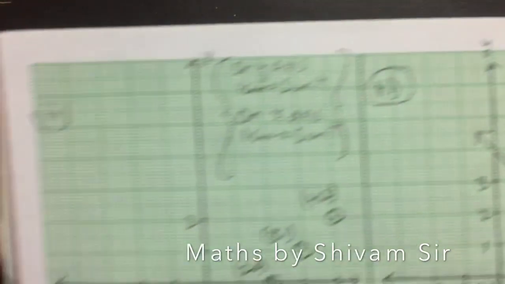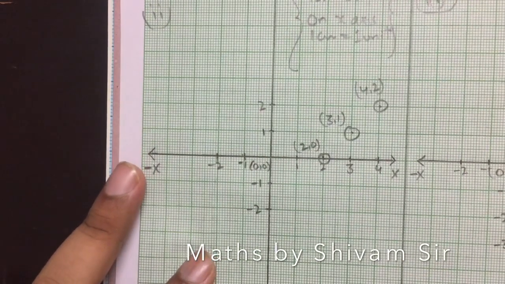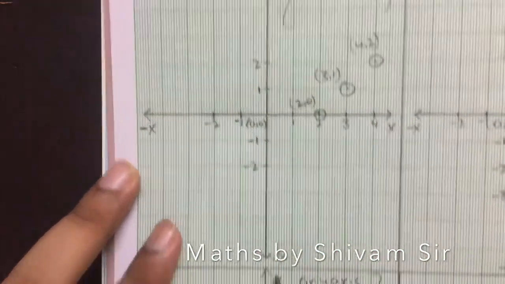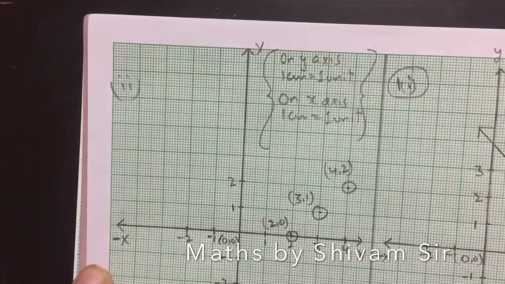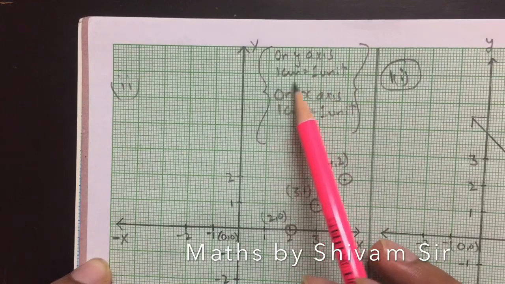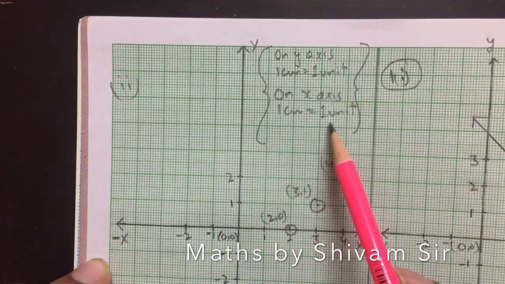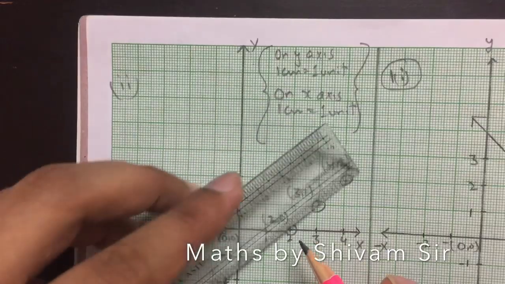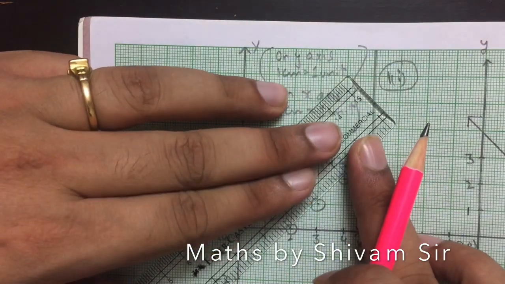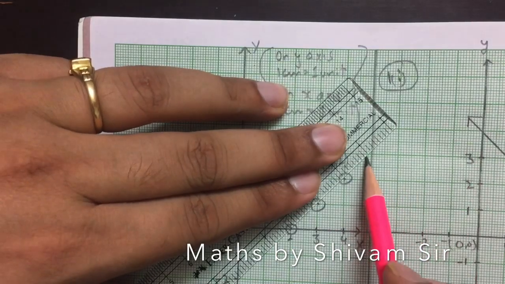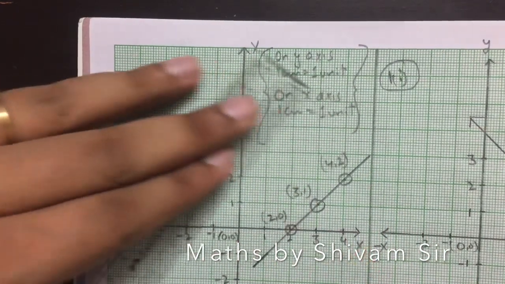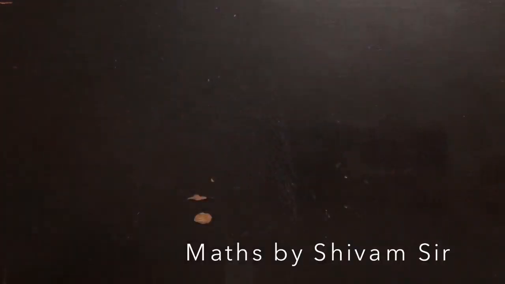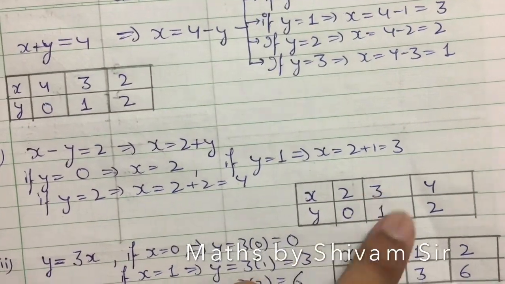So here I have drawn its graph. Same as before: origin, plus x axis, minus x, plus y, minus y. Now the scale: on the y axis we have taken 1 centimeter is equal to 1 unit, and on the x axis we have taken 1 centimeter is equal to 1 unit. So the points are 2, 0, 3, 1 and 4, 2. Join them with the help of a scale. Again, if this is a straight line, that means it is correct. If it is not, then some correction is required.